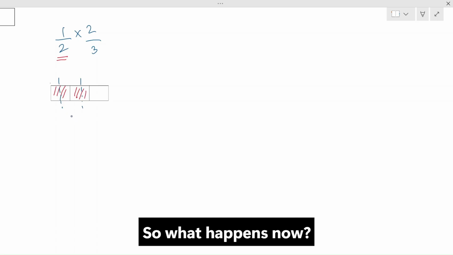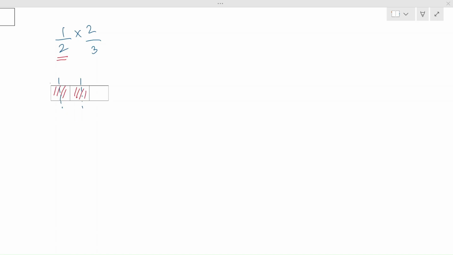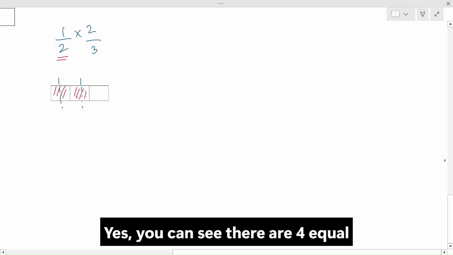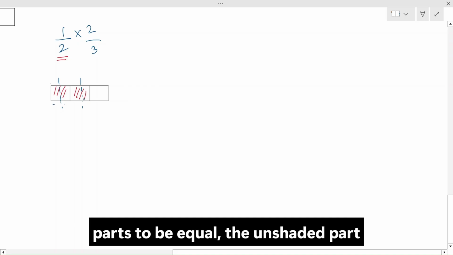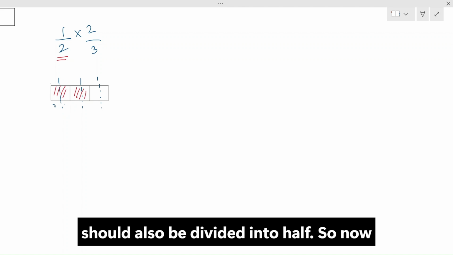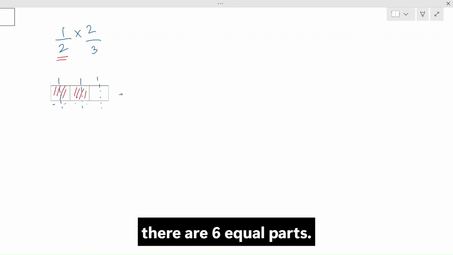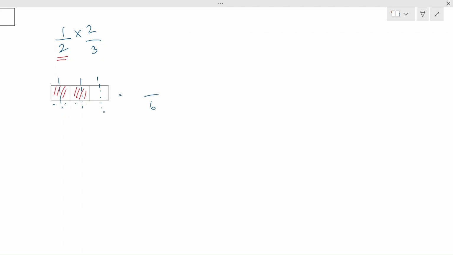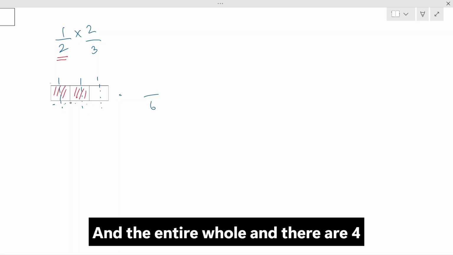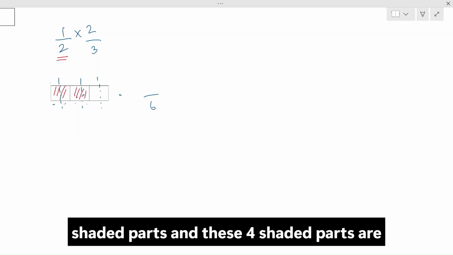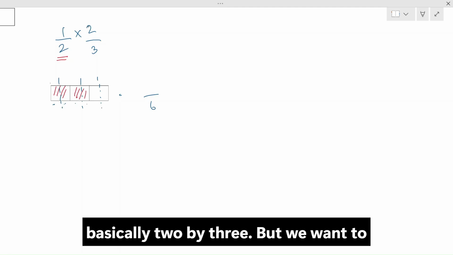So what happens now? Yes, you can see there are four equal parts now, and in order for all the parts to be equal, the unshaded part should also be divided into half. So now there are six equal parts in the entire whole, and there are four shaded parts, and these four shaded parts are basically 2 by 3, but we want to find half of it.